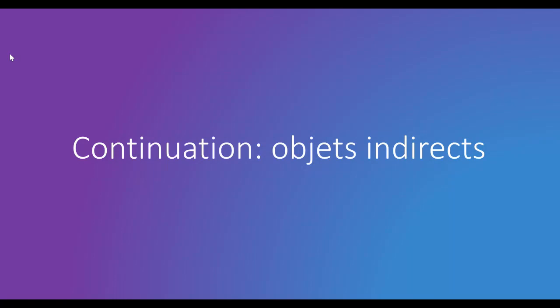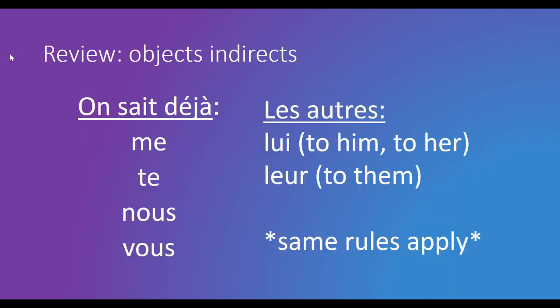Okay, bonjour. Today we are talking about our continuation of objet indirect. Okay, so again, our indirect objects. Now, as we already know, me, te, nous, and vous. Remember, me, te, nous, and vous are the only four that can be both direct and indirect. So today, we are talking about them when they are indirect objects.